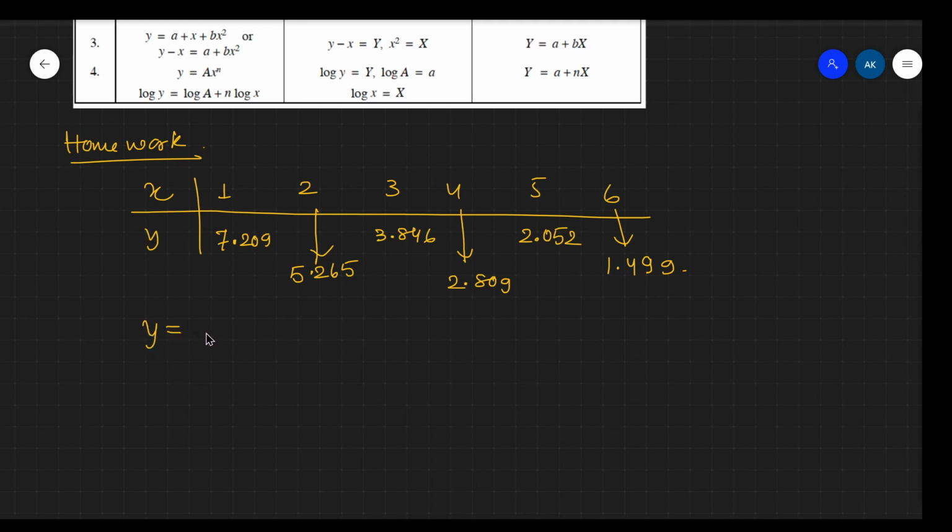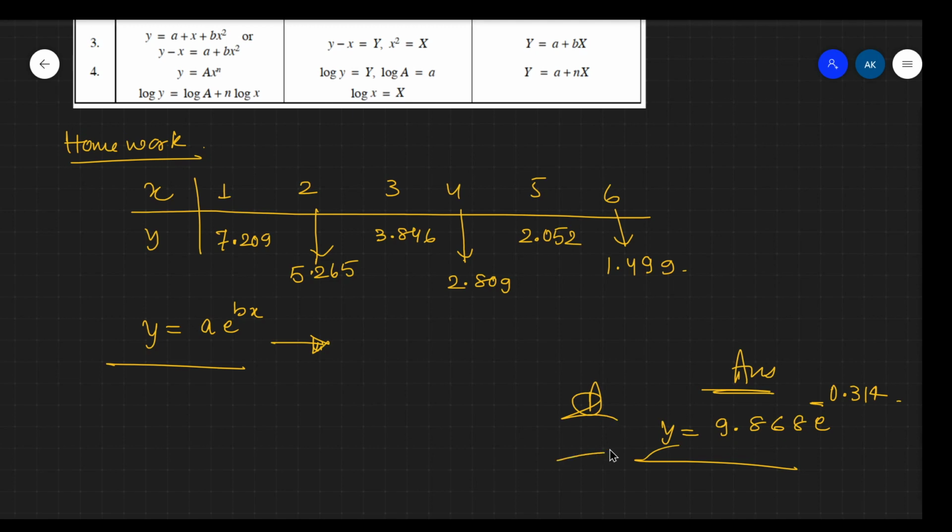y is equal to a e to the power bx to this, and its answer will be y is equal to 9.868 e to the power minus 0.314x. Please try and check. If you can solve it, you pretty much understood the concept.